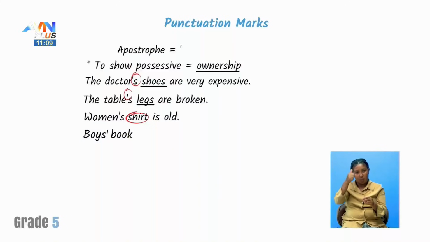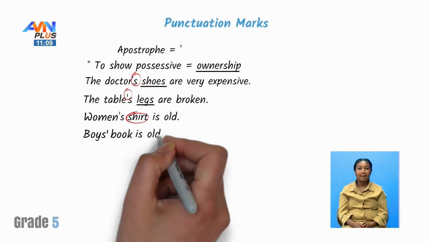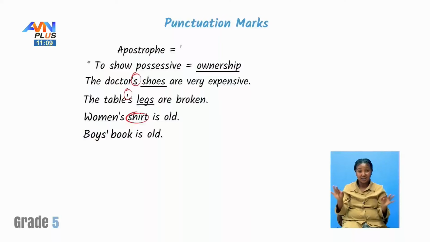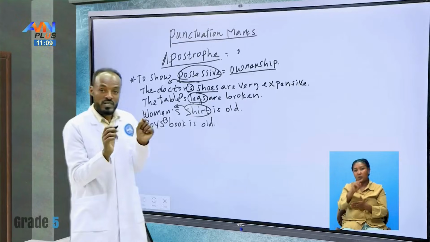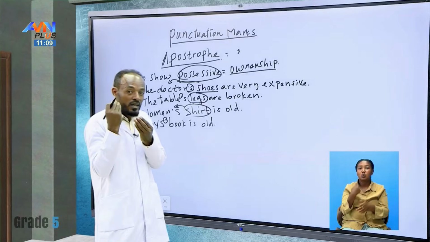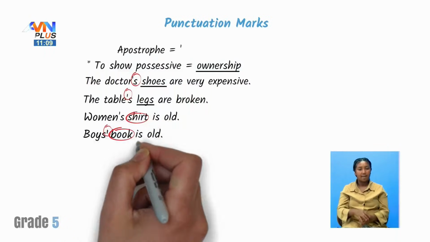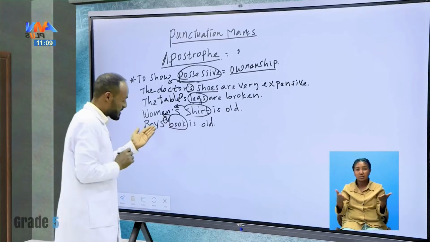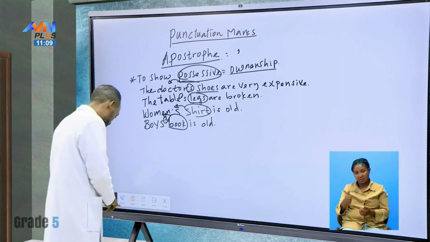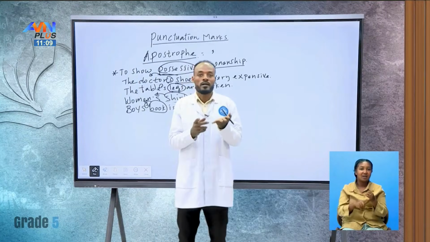The boys' book is odd. If you see it, sir, in this sentence there is only an apostrophe. So only an apostrophe is used to express whose thing we mentioned here. So the book belongs to these boys. Is it clear?